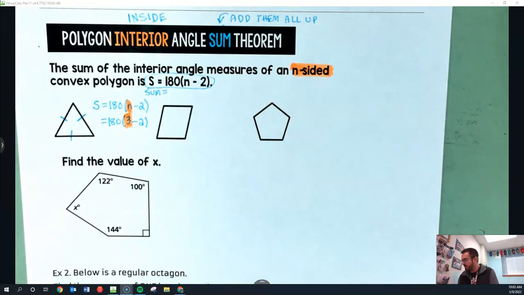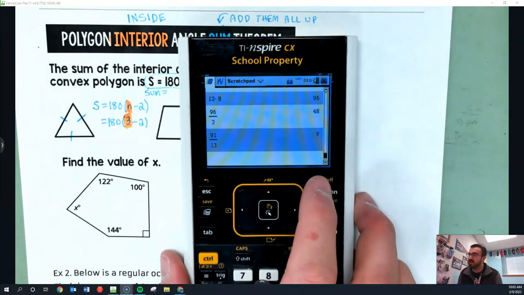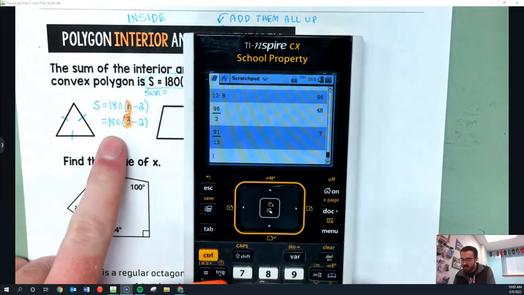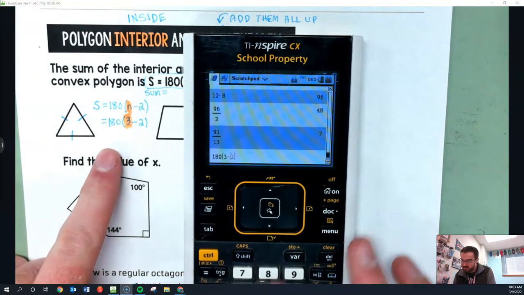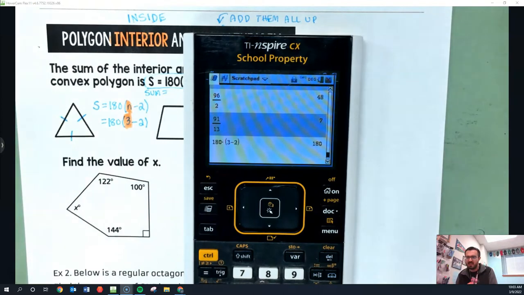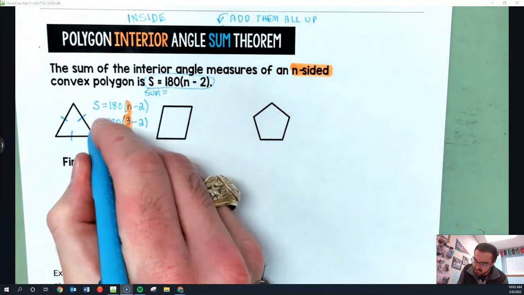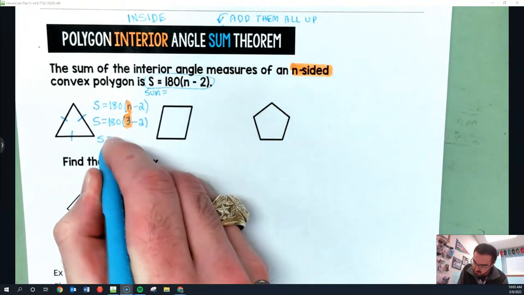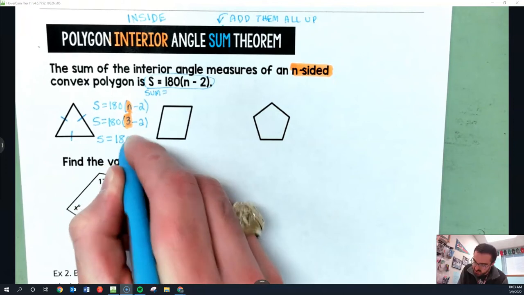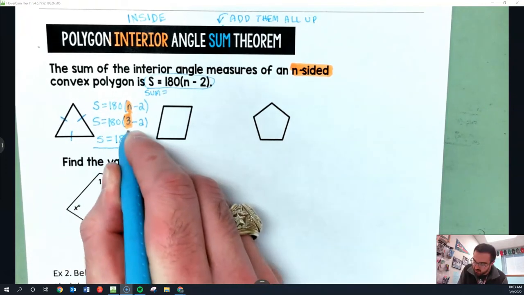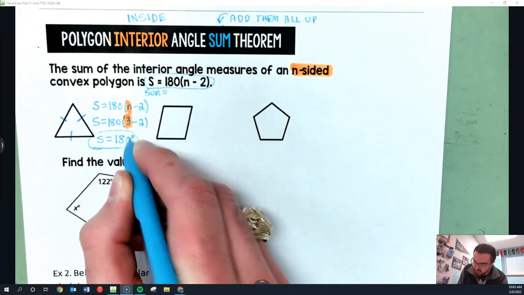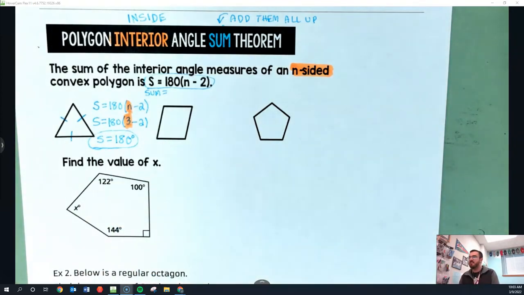Okay, so if we put that in the calculator, let's see what we get. 180, and then in parentheses, 3 minus 2, we would just get 180. Because what's 3 minus 2? Just 1. So that kind of makes sense. The sum of the interior angles of a triangle is 180 degrees. Now think about it. Didn't you already know that?